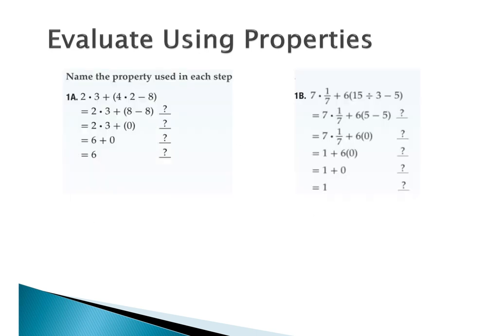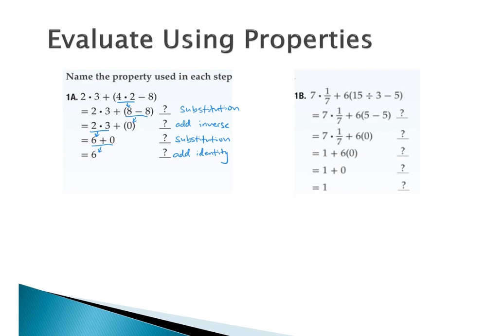All right, using your properties, go ahead and try to solve these two. Remember, what you're doing is you're trying to list the reason why we go from one step to the next. The video is going to pause. You'll see the answers for the first one, and then you'll see the answers for the second one. Good luck. And here are your answers for the first one.